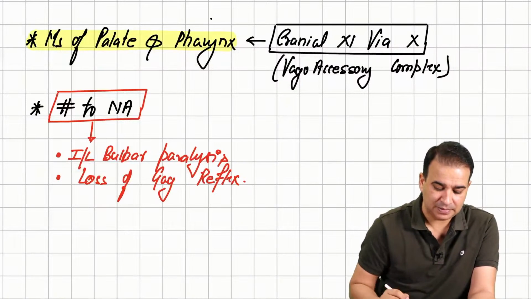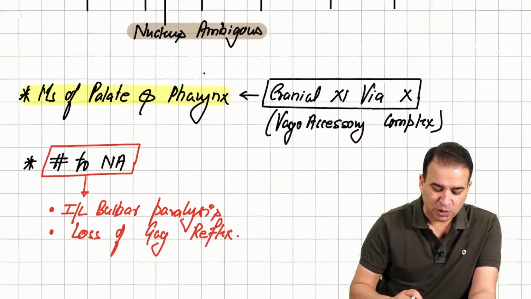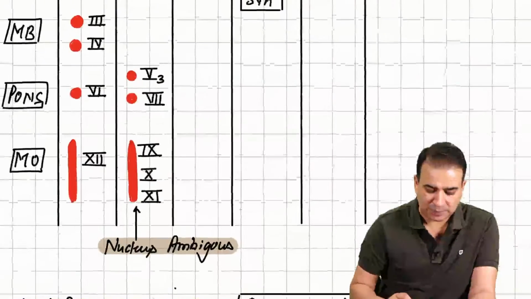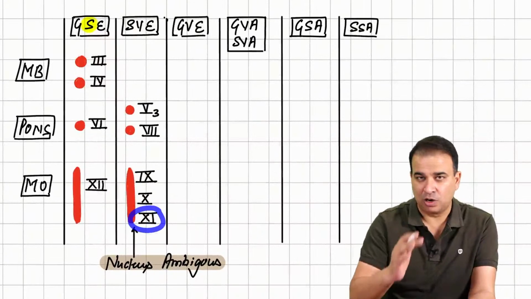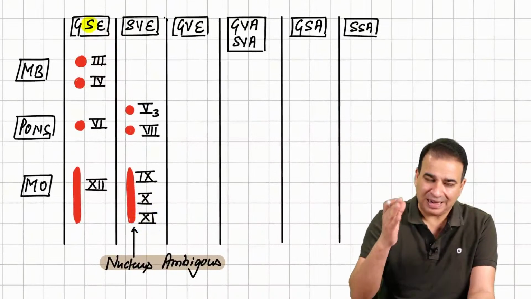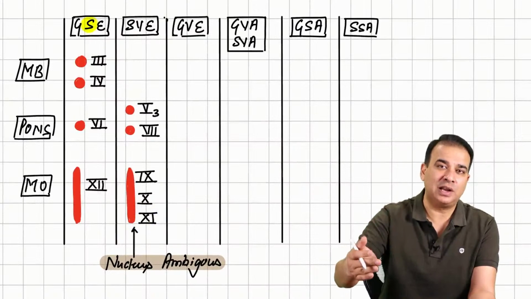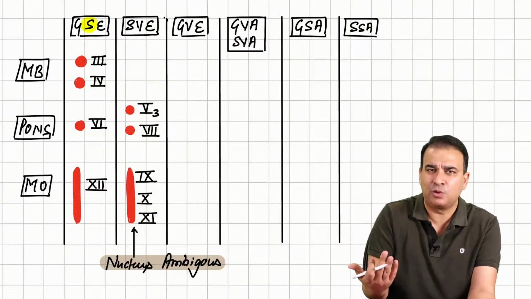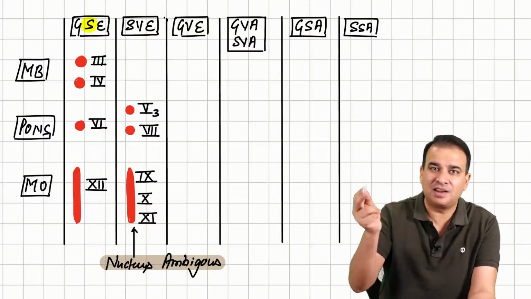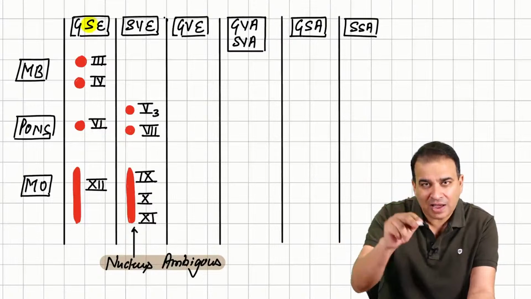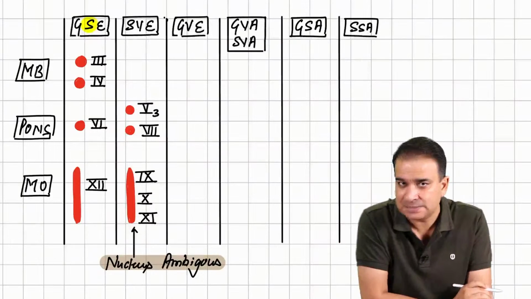So this is a little about the nucleus ambiguus. I hope you understood why the nucleus ambiguus is so important, and why the 11th nerve is also placed in this column here. The column is only for the pharyngeal arch, but the 11th nerve is also supplying the muscles of the pharyngeal arch, but via the vagus. That's why we don't give credit to it. We generally don't say the cranial accessory nerve is supplying the muscle of the palate here. We say the cranial accessory, using the vagus nerve or via the vagus nerve, supplies the muscles of the palate and pharynx.